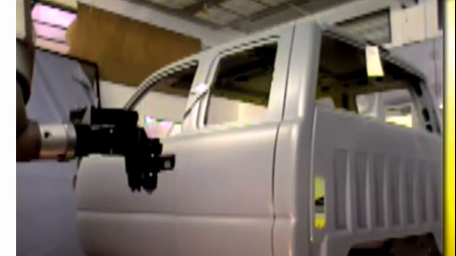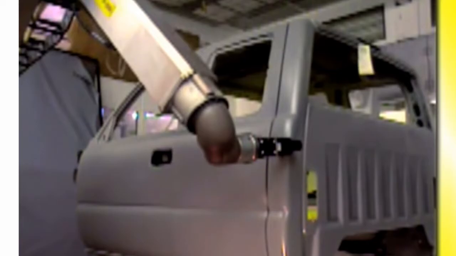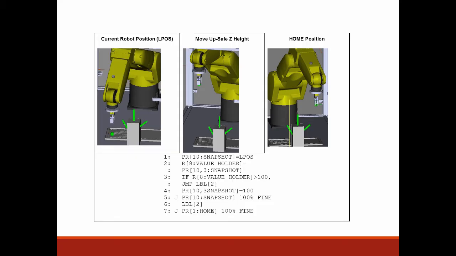So one way we can use position register is to offset a home position or recovery position so that we don't have something like this happen with our robot. That would be bad. So in this example, we have a robot that we want to send home. However, it has an obstacle in its path. We've got to figure out how to get around that.